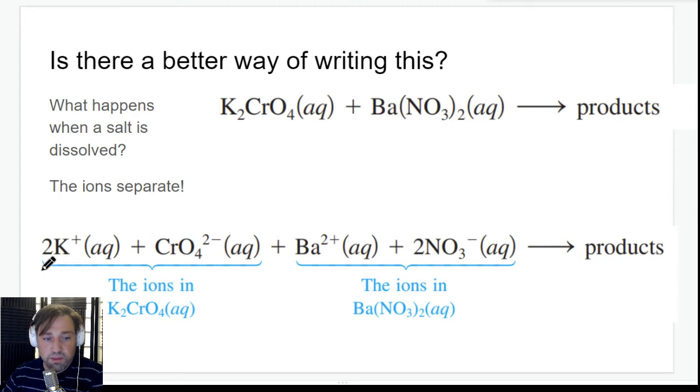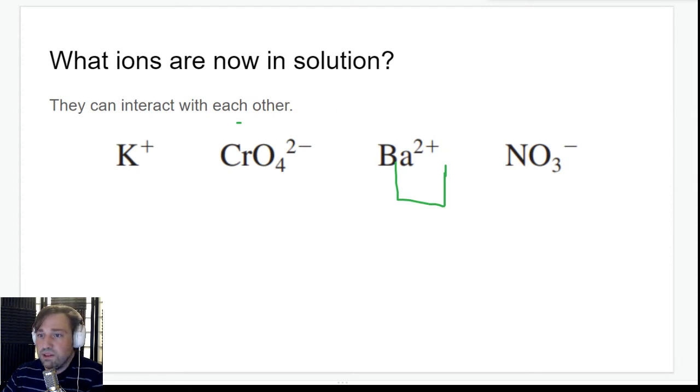So you're going to have two potassium ions in aqueous state. They're dissolved. There's two of them because it's K2CrO4. One chromate with a 2- charge, barium with a 2+ charge, and two nitrates. All right. So since this is another way of writing this out, now you can see what's going on. What is actually in this container? What is going on in each of these solutions? Well, all of these different ions are in the containers.